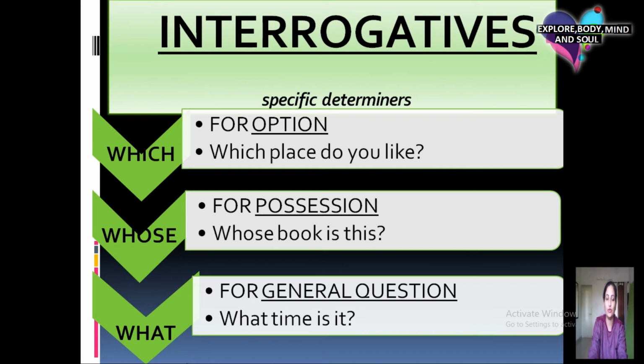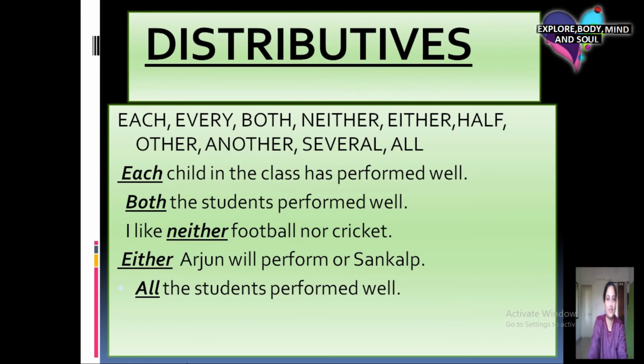Now, when you get a fill in the blanks to fill an interrogative determiner, and an option has been mentioned, it's always which, the interrogative, that suits that fill up. And when we are talking about possession, whose book is this, whose bat is this, then it's always filled with the interrogative determiner whose. And for general questions, it's always what.